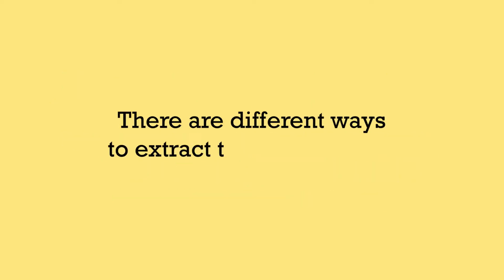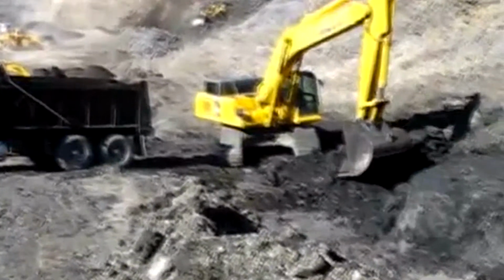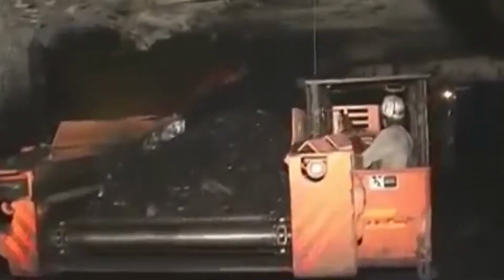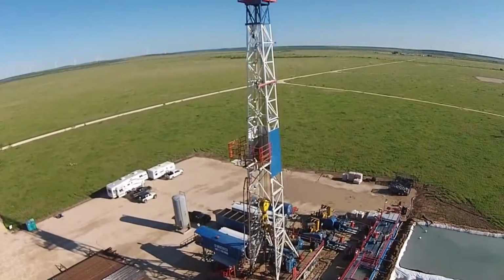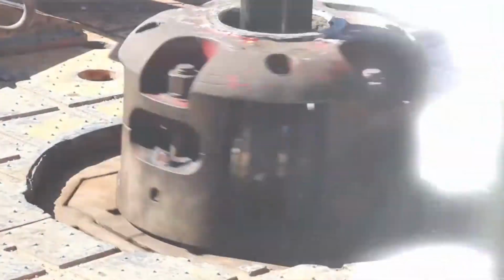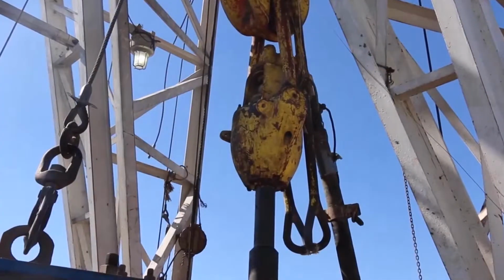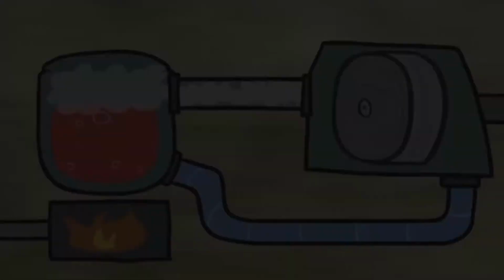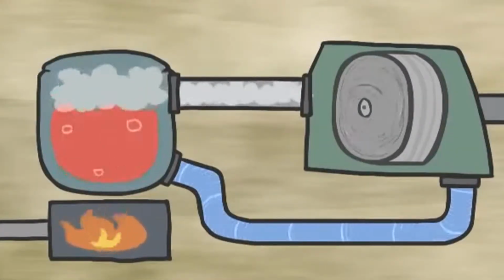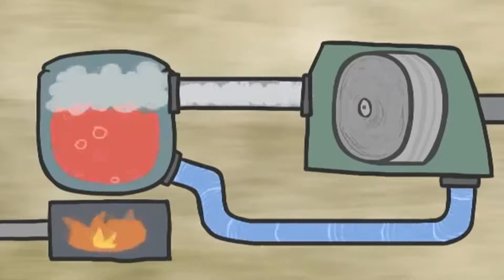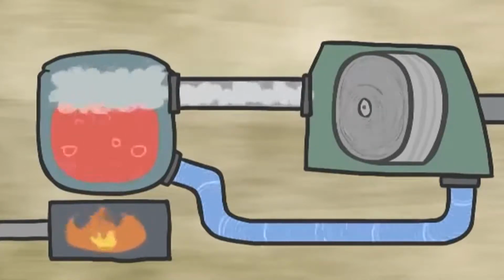There are different ways to extract these resources. We dig up coal from the ground, find them in underground mines, or even blow up mountaintops using dynamite. People use high-pressured water and chemicals as drills to access oil and natural gas that are trapped in the rocks. You can find these drills on land and in oceans. When the resources are finally extracted from the earth, people burn these fuels to produce heat to create steam, which spins turbines, making electricity.